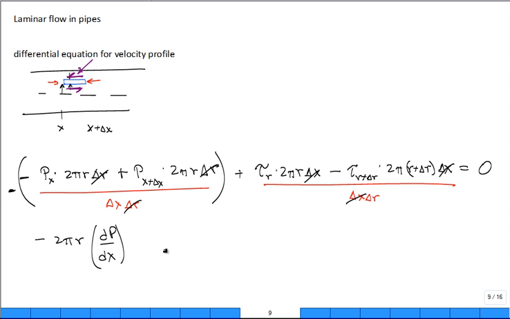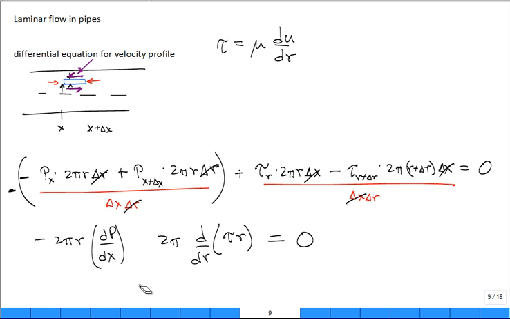And then over here, I'm going to pull out the 2 pi. I don't pull out the r because I have an r and tau at r, and then I have tau at r plus dr times r plus dr. So what we have is the derivative with respect to r of tau, the shear stress, times r. Well, what is that viscous shear stress? It's given by Newton's law of viscosity. What was it? Mu du dr. And so we can substitute.